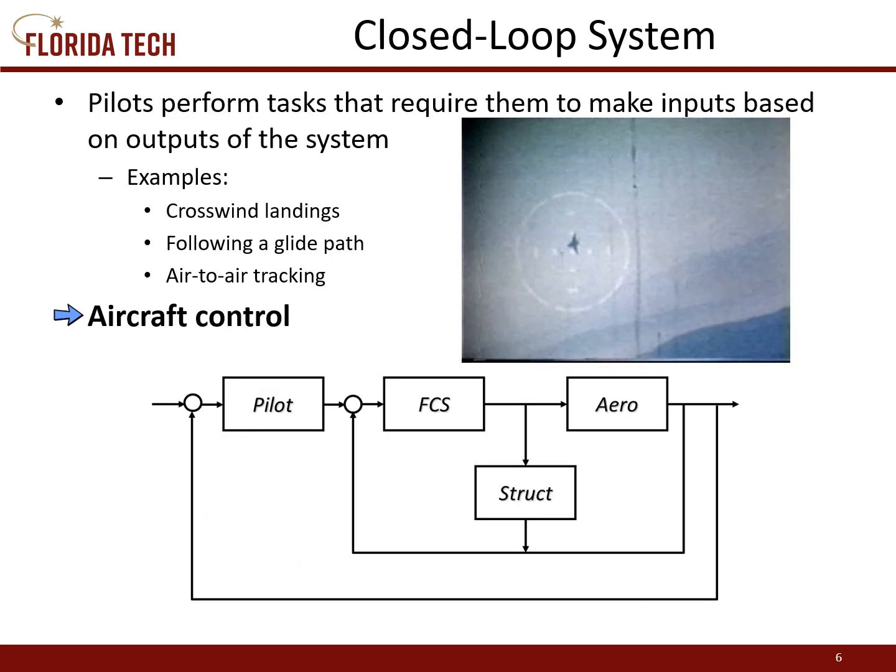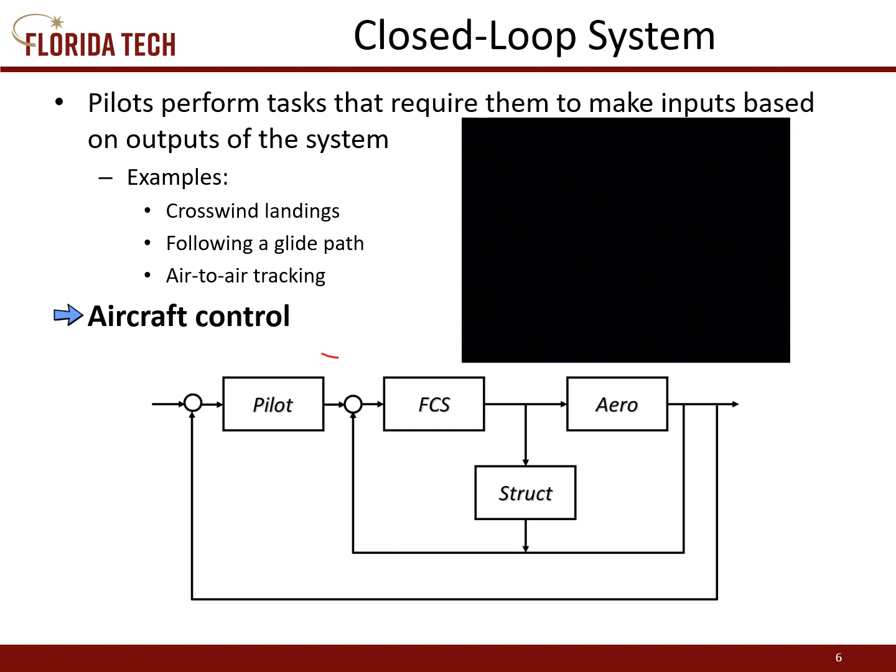Contrast this to a closed loop task. Here is a fighter aircraft that's doing some air-to-air tracking, but basically the pilot performs tasks that require them to make inputs based on the output of the system. Other examples could be crosswind landings or just following a glide path. And so we see here the pilot now becomes an integral part of the control loop and is relying on the feedback of the system to impact the pilot's inputs to perform the task required.